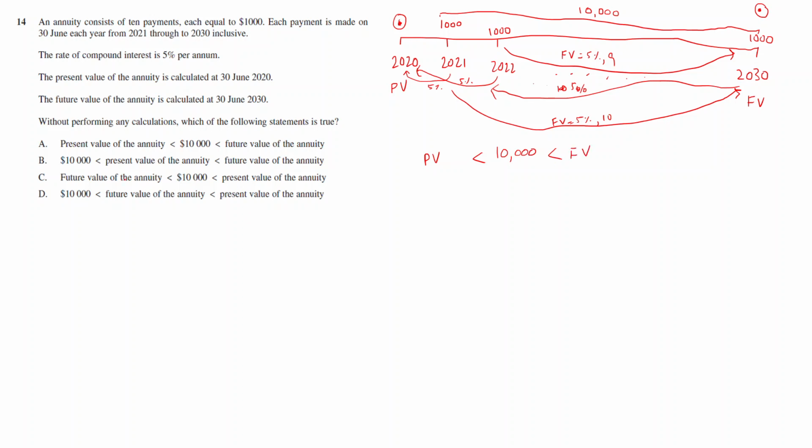So your answer would be option A. Present value is less than 10,000 and future value is greater than 10,000.